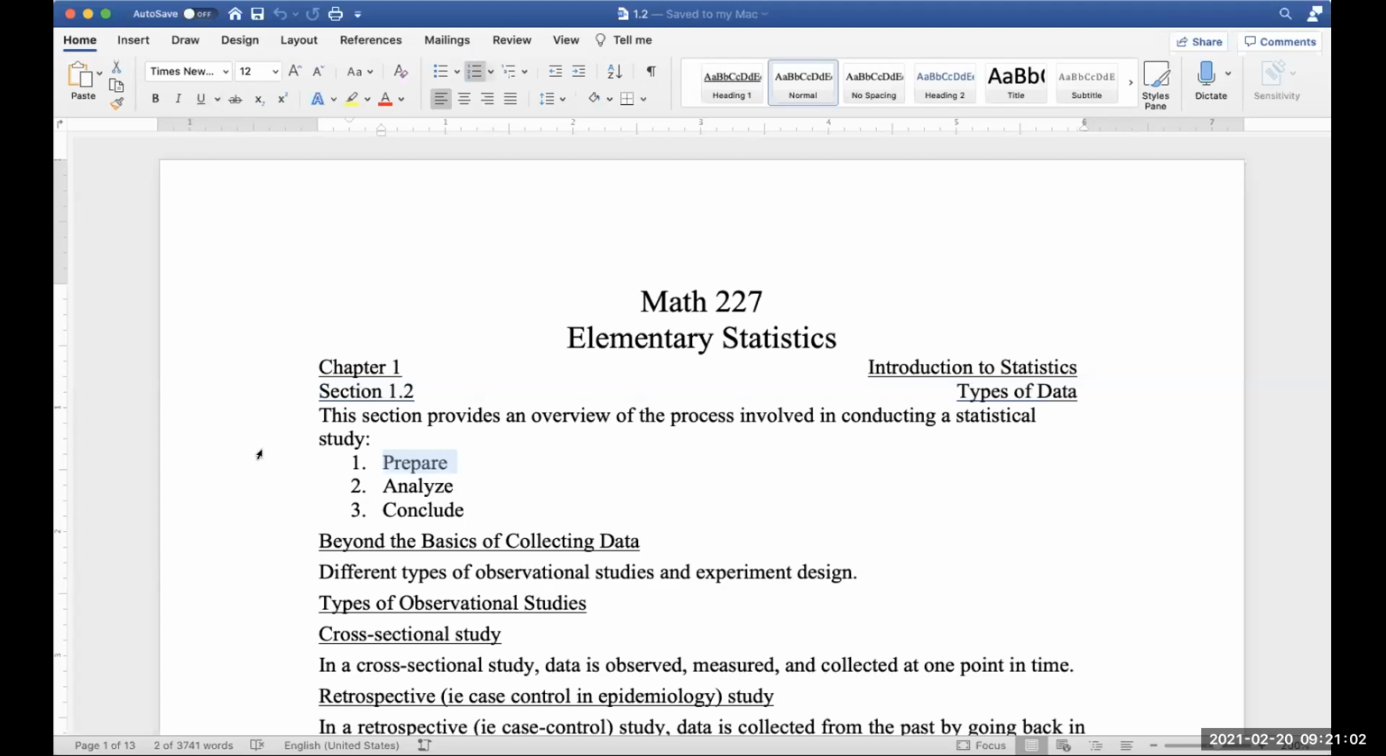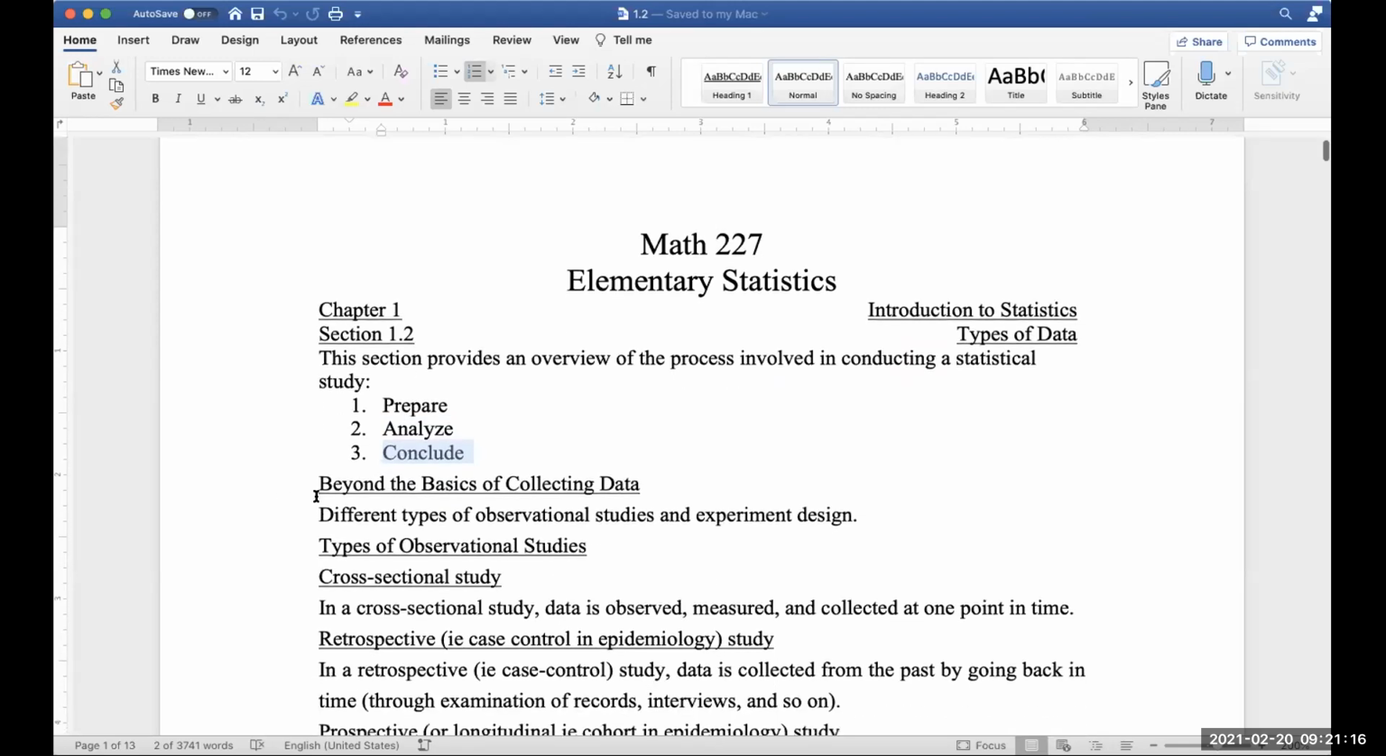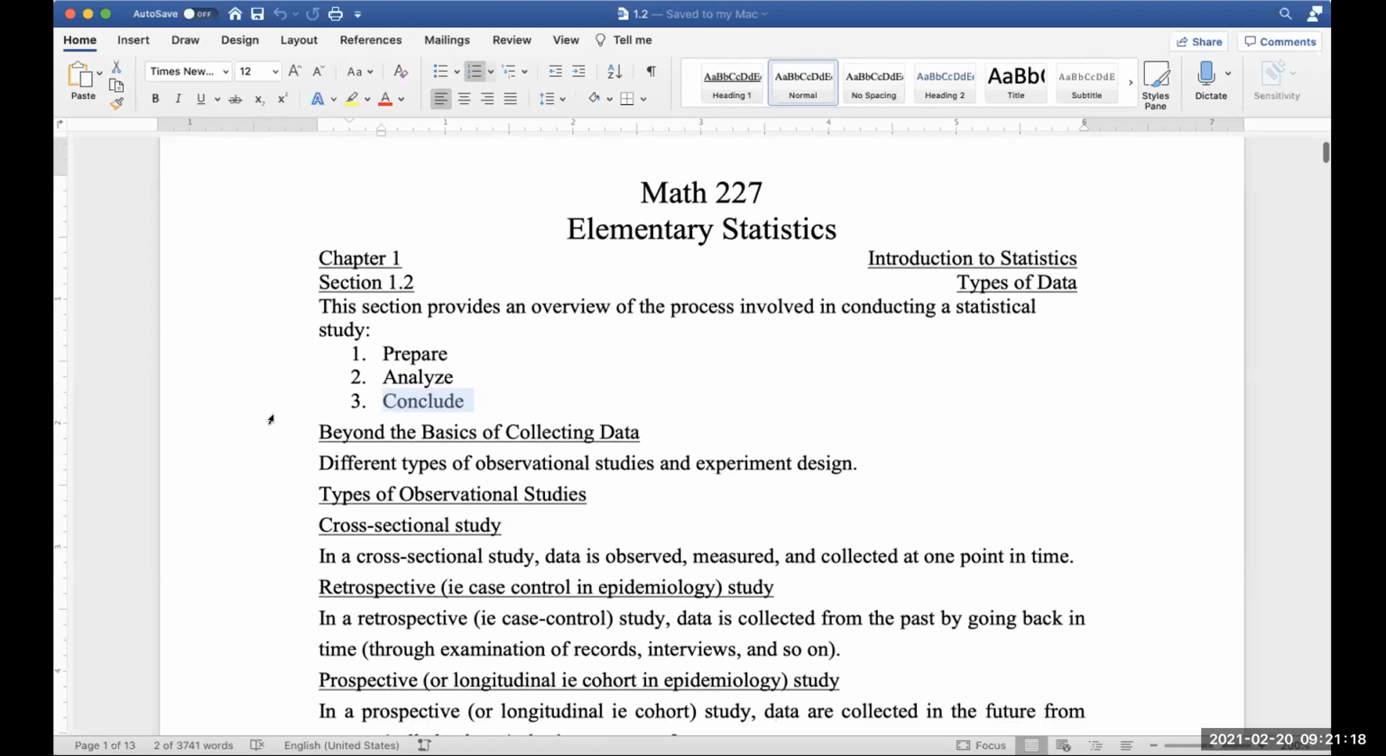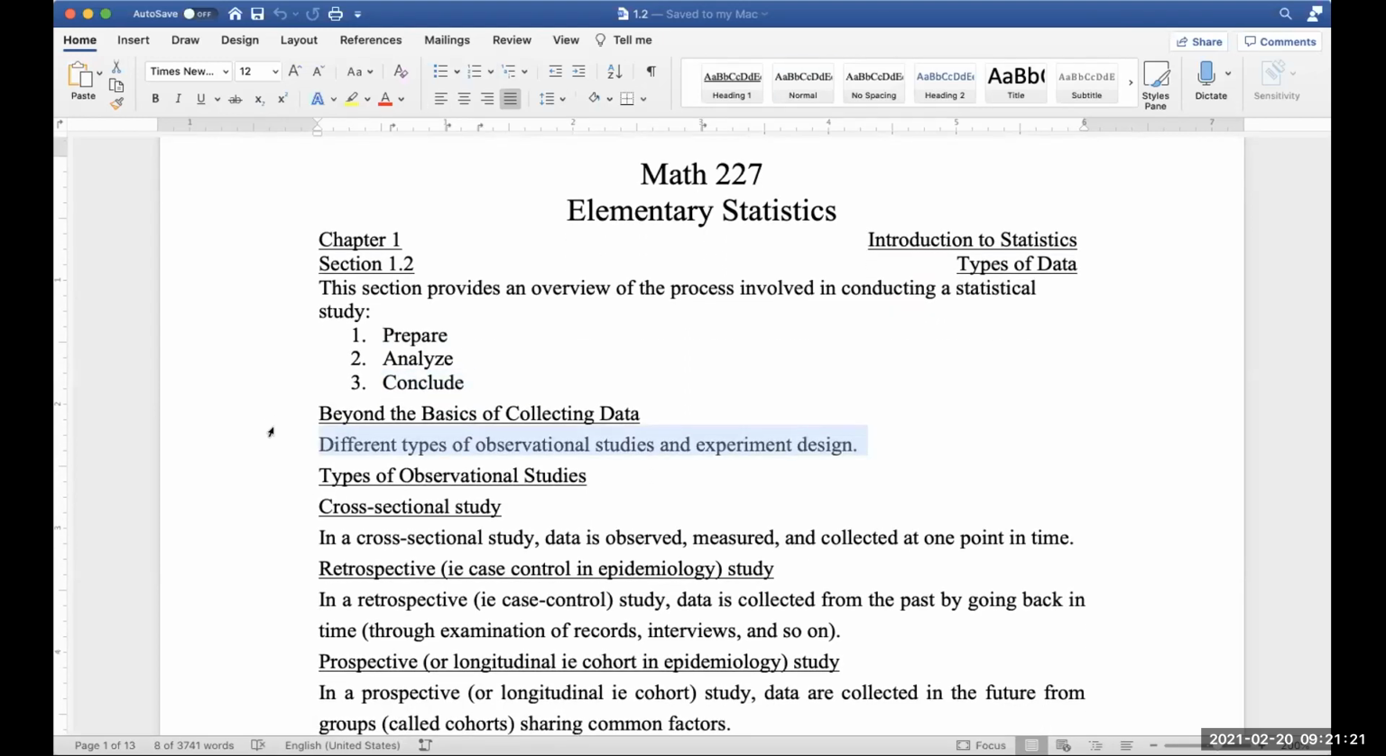So in a statistical study, you will prepare, analyze, and then conclude the study. We'll be going over that in much greater detail. So there are different types of studies. There are qualitative studies and there are quantitative studies.